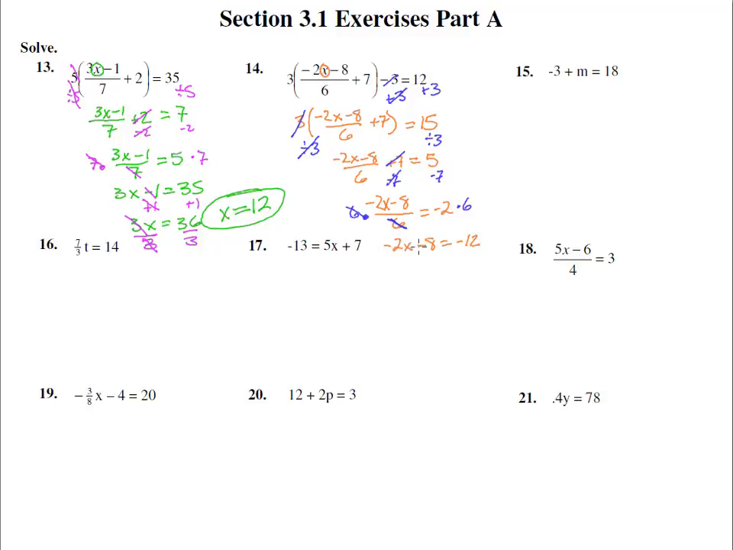So then how do we undo a minus 8? That's subtract 8. We do it with a plus 8. Plus 8. These guys cancel right over here, and we're left with negative 2x equals negative 4 is what that looks like.